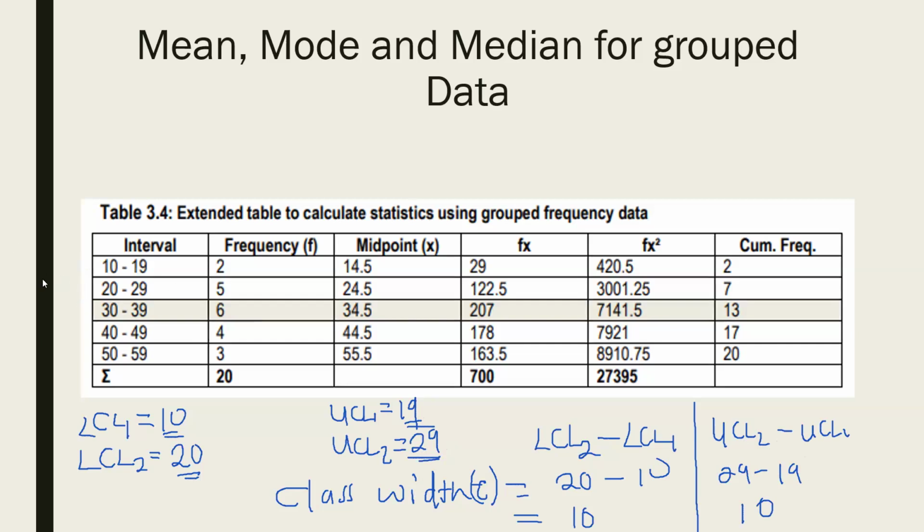Let me show you here. When you take these two neighboring classes, if you say 30 minus 20, you still get 10. If you take these two neighboring classes, you still get 10, right? So it doesn't matter, right?